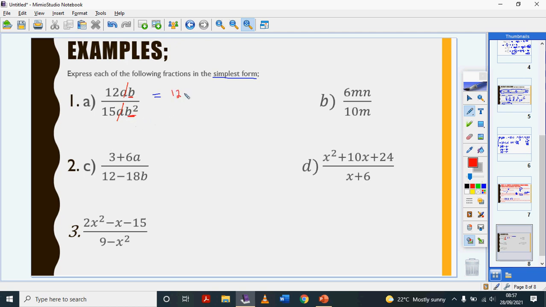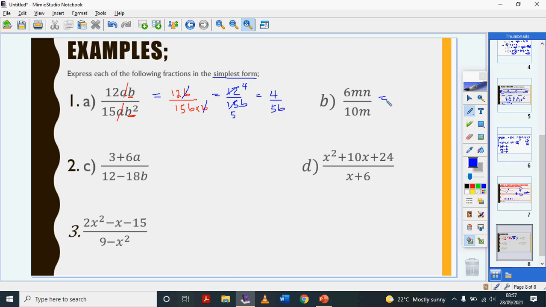So what I have is 12B divided by 15B times B because it's B squared. And I hope you can see clearly that I can cross out the top B with one of the bottom B's. So I'll end up with 12 divided by 15B, and 12 and 15 can each be reduced by 3, to get 4 and 5. So my final answer is 4 divided by 5B.